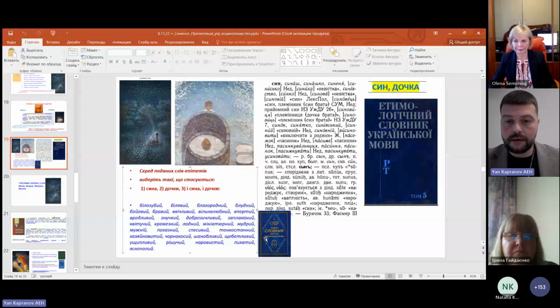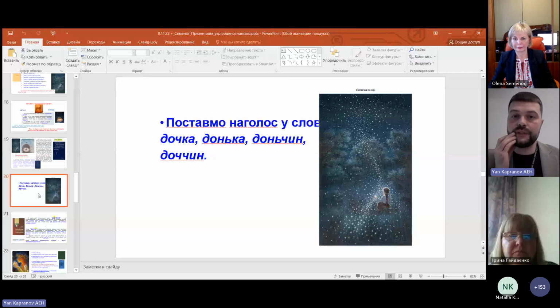So these are the words given from the dictionary of the epithets. In the next slide, she demonstrated how to pronounce them correctly. You see that we have different derivatives from the word daughter in Ukrainian language, but of course they should be pronounced in the correct way. So special syllables should be stressed, whether it is the first or the second. And of course, we can check it in our orthographic dictionaries.